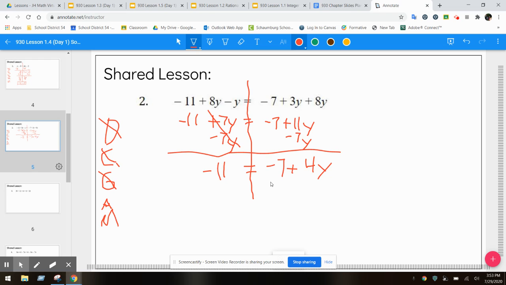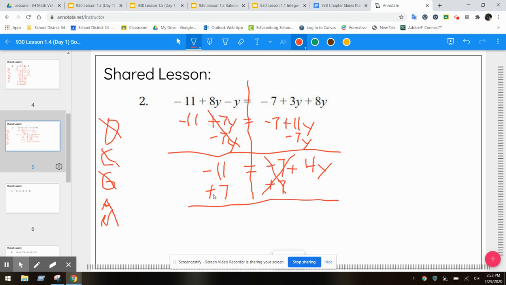Now I add or subtract the constant. So again, I'm going to add the 7 to both sides. I want to do the opposite of what's there. Add 7, because -7 plus 7, those cancel out. It's the goal, canceling things out until I'm left with just my variable.